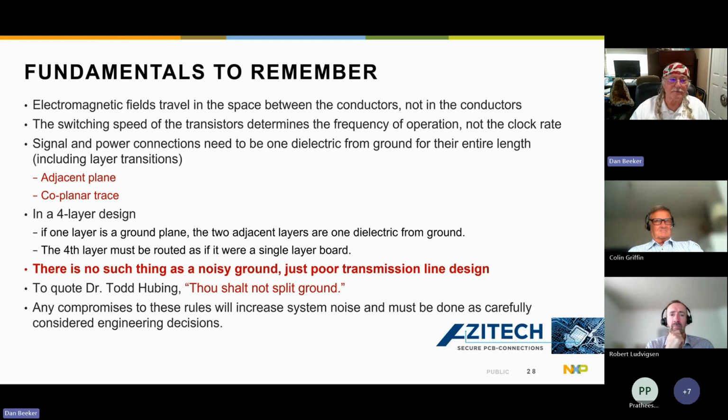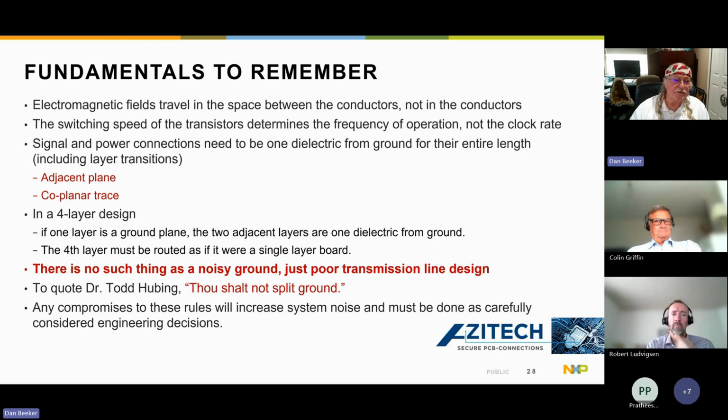An example would be a 4-layer design. If layer 2 is ground, 1 and 3 are great. They are next to ground. Layer 4 is not next to ground. It is a single layer board. So you have to route it with coplanar grounds. And when you route from 1 or 3 to 4, you need not just the signal via, you need a ground via to connect the dielectrics between the layers to the coplanar dielectrics on layer 4.